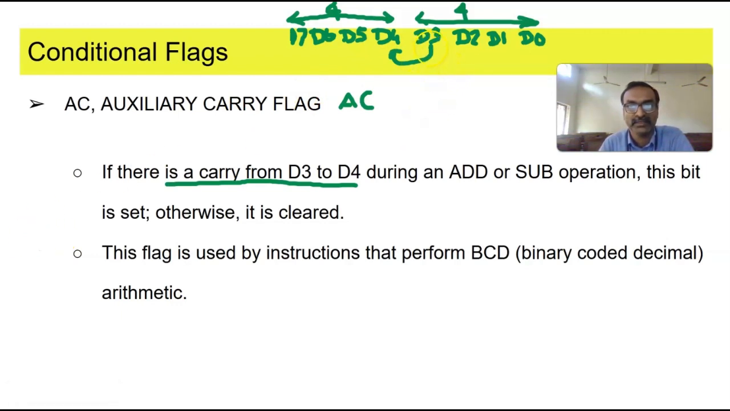The auxiliary carry flag is set when there is a carry from D3 to D4. So when you are adding two numbers, if there is a carry from D3 to D4, then the auxiliary carry flag is set. Otherwise it would be clear, which is equal to 0. And this is important when we are doing BCD, binary coded decimal arithmetic. We will see in the next slide what BCD addition is. So it is in that context that the auxiliary carry flag is taken into consideration.